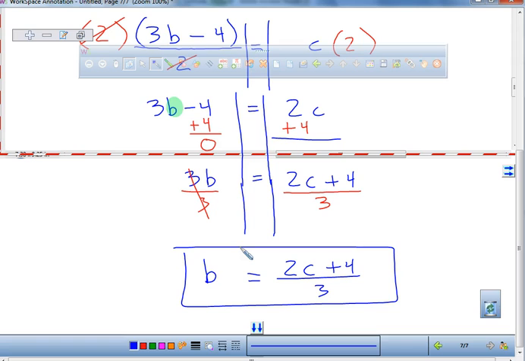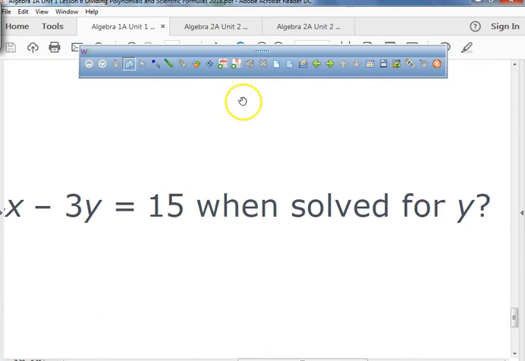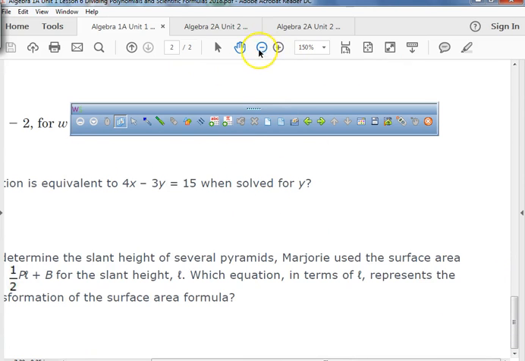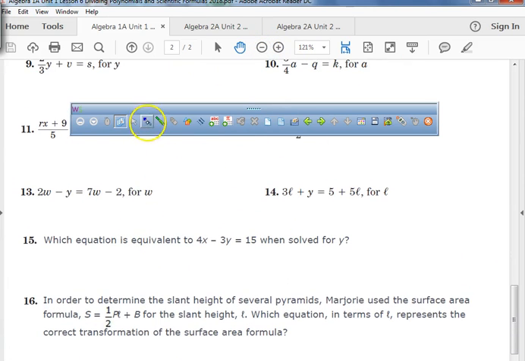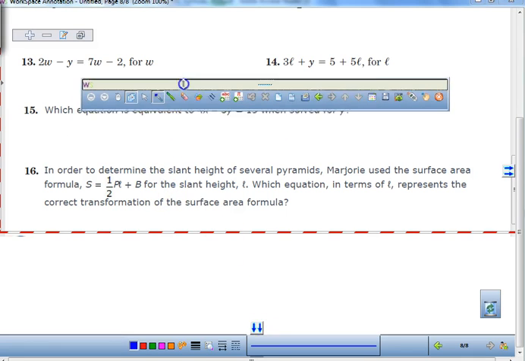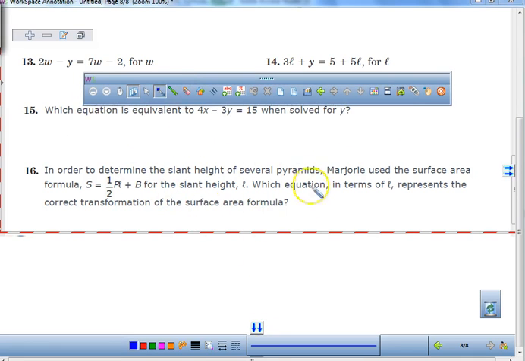Now, the final problem we're going to do today is a problem that you're going to see on a test. It's going to be the kind of problem you're going to see on the unit test. So we're going to go through all this practice. You're going to see a problem like, just so you guys know, a problem like number 15, where you have to solve for y, which is an easier one. We're going to do problem number 16. All right, so this will be the final problem that we do today.